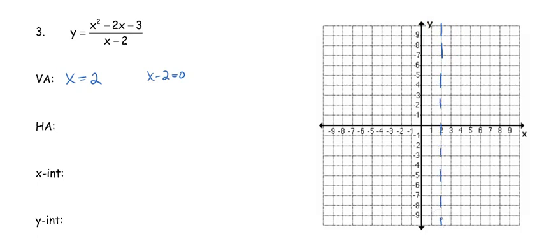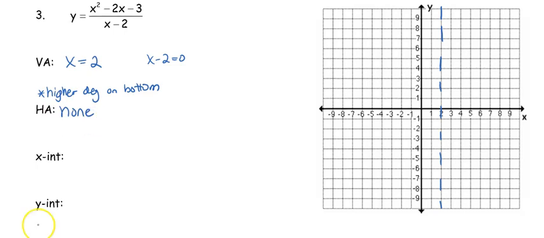And then your horizontal asymptote is all about the degree. The highest degree on top is a 2. The highest degree on the bottom is a 1. So in this case, the higher degree is on the bottom. And if the higher degree is on the bottom, that means that there isn't a horizontal asymptote, which is going to bring us to our x-intercept.